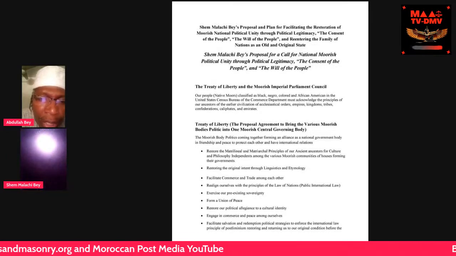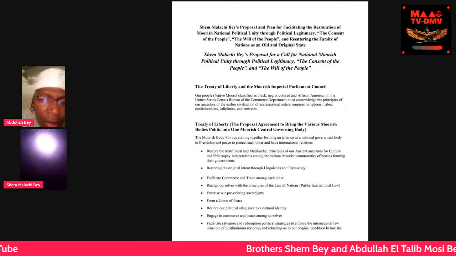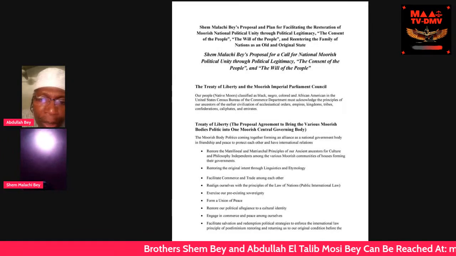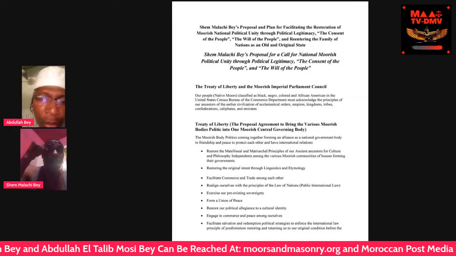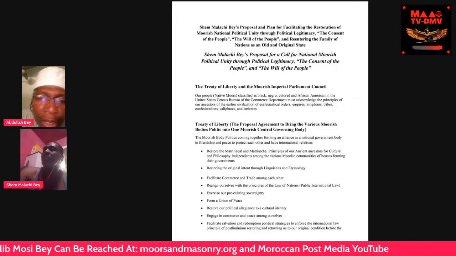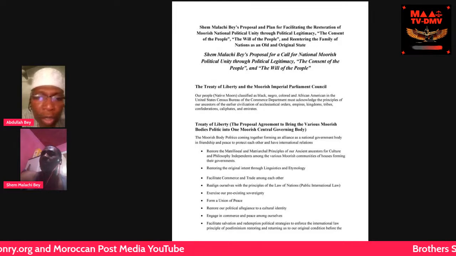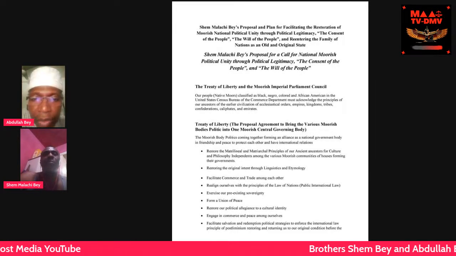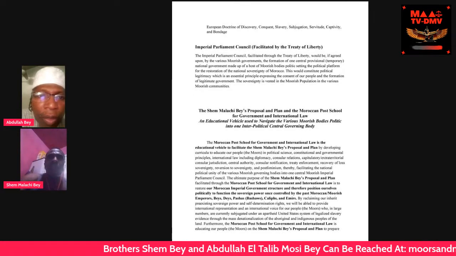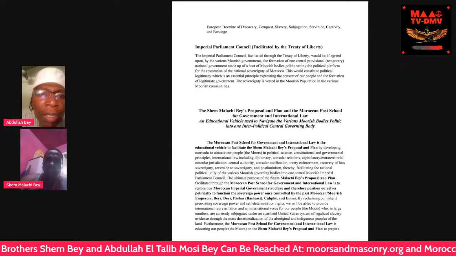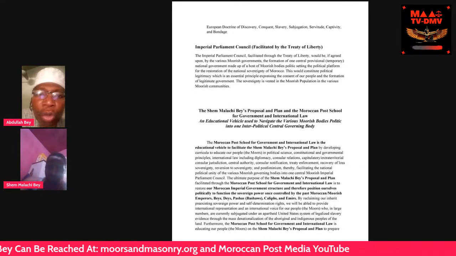Engage in commerce and peace among ourselves. Facilitate salvation and redemption, political strategies to enforce the international law, principle of post-millennium, restoring and returning to our original conditions before the European doctrine of discovery, conquest, slavery, subjugation, servitude, captivity, and bondage.